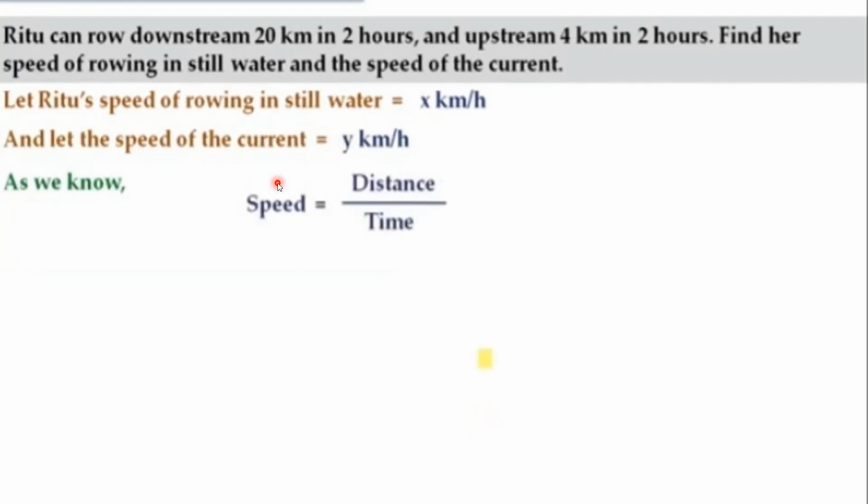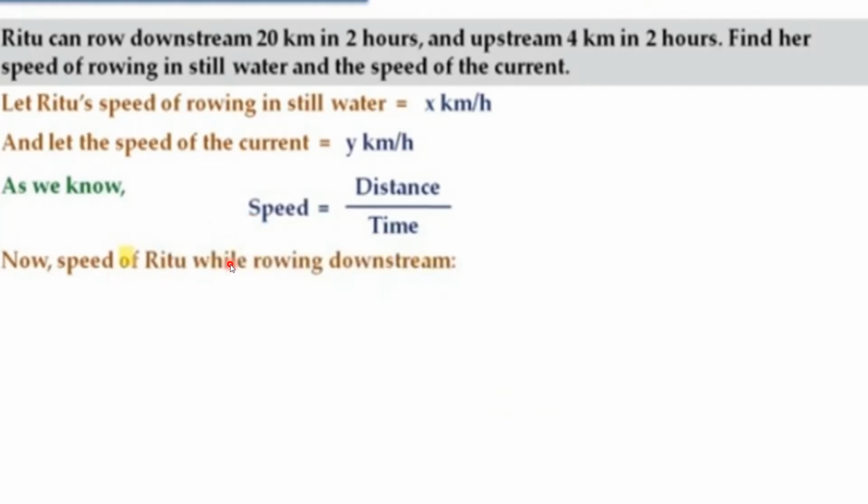Now, I know the formula: speed is equal to distance by time, isn't it? In physics, this is the most basic formula. Now, here I need to find the speed of Ritu while rowing downstream. Remember children, water always flows from the higher potential to the lower potential. So wherever it is downstream, we need to take it as positive, since it is in the direction of the current, therefore it is plus. If it is upstream, then it will be minus.